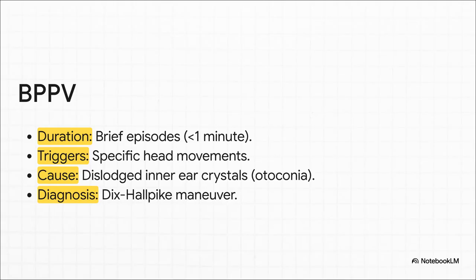All right, first up is BPPV. This is by far the most common cause of vertigo, and the story is classic. We're talking about very short episodes of spinning, usually lasting less than a minute, and they're always triggered by a specific head movement. When your patient says, every time I roll over to my left side in bed, the room spins like crazy, you should be thinking BPPV.